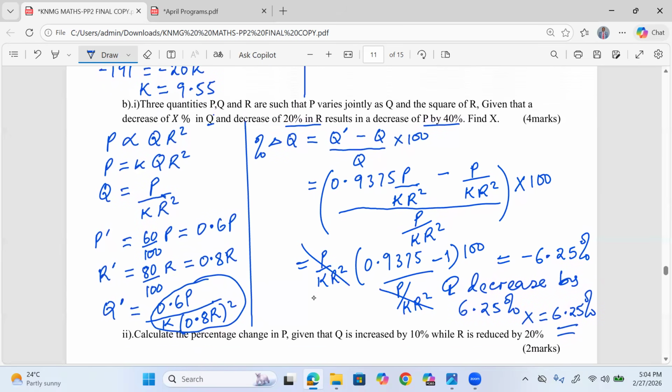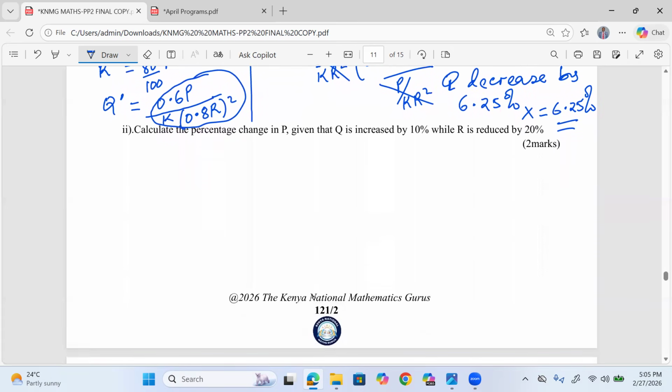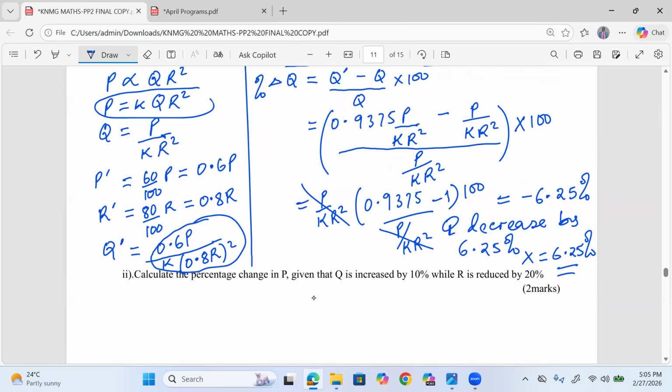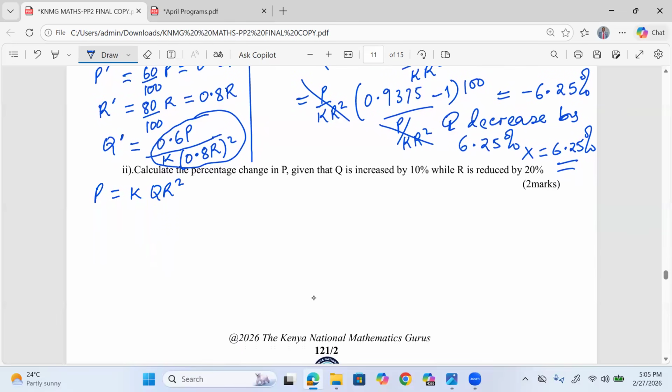So when you approach it without making Q the subject, you shall still get it, but please be assured that you will struggle. But when you make Q the subject, it really becomes very simple, just the way I've done it. So part 2 now, it's very direct. It's the one that shall use this expression now. P equals a constant times Q R squared. Percentage change in P, given that Q increases by 10%, R decreases by 20.